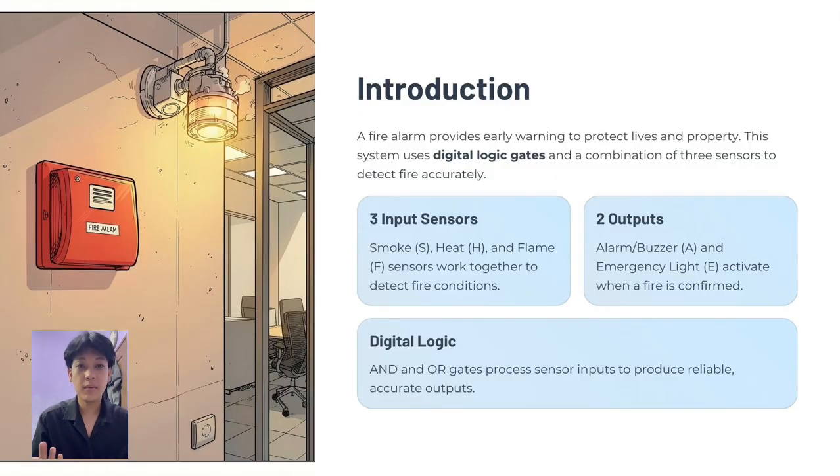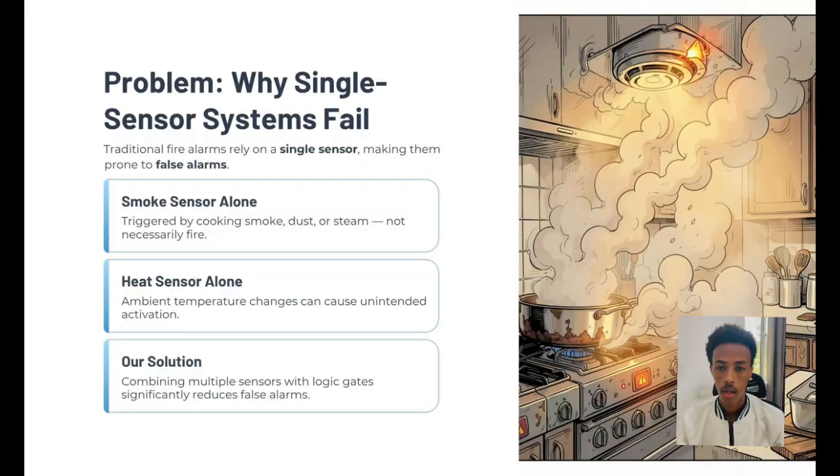When we have input, we have output also. We have 2 outputs: the alarm or buzzer SA and the emergency light SE. These 2 outputs are activated when the fire is confirmed. And the last one is digital logic. We use AND and OR gates to process sensor input to produce reliable, accurate outputs. So that's all.